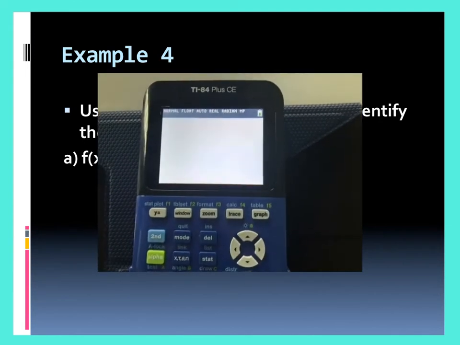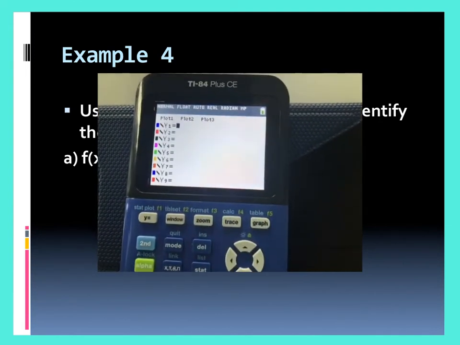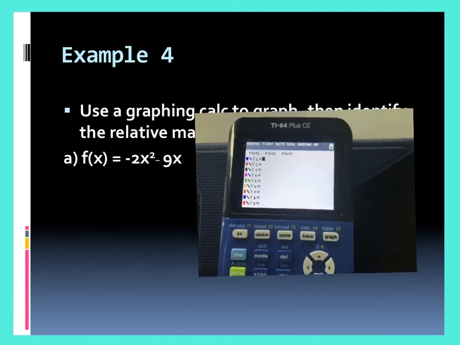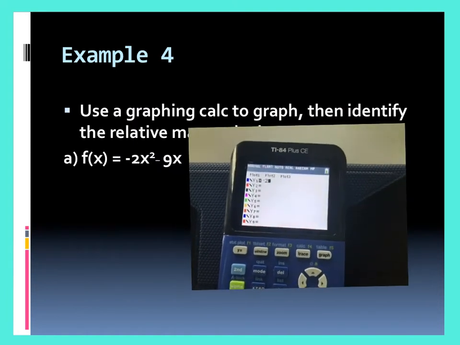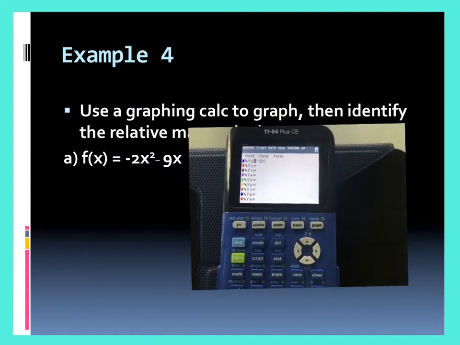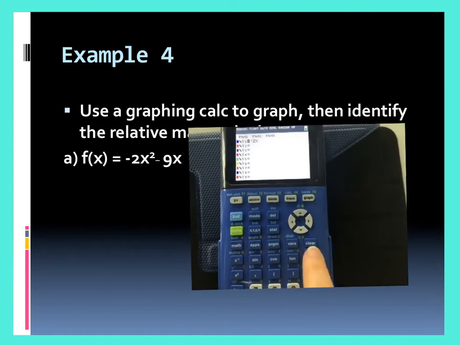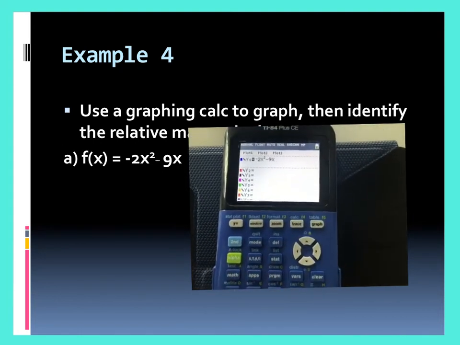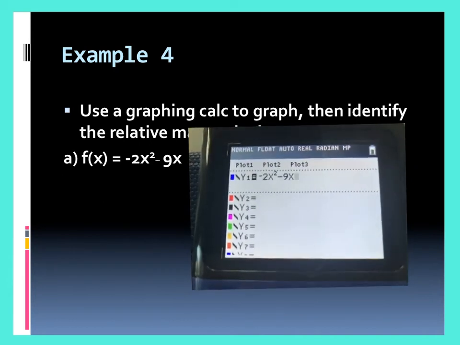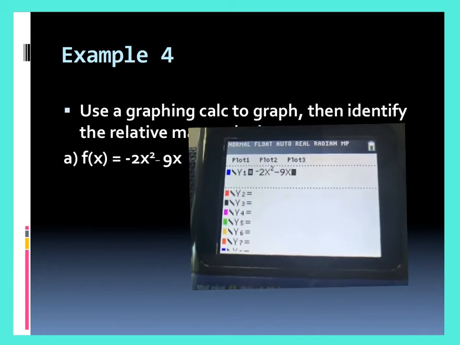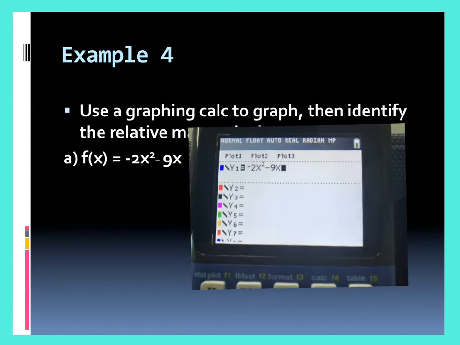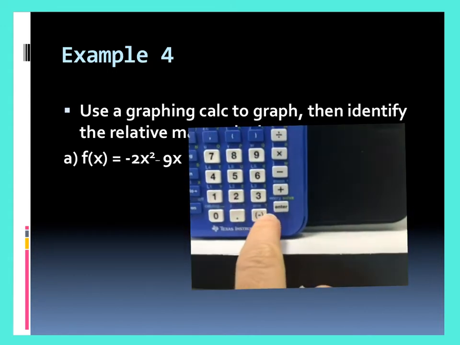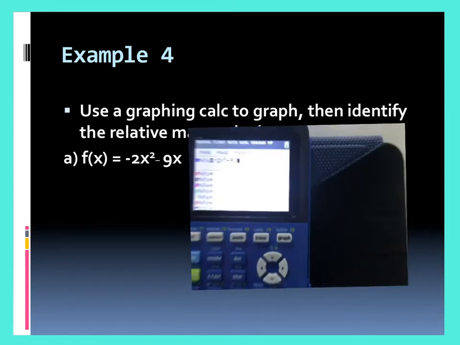All right, so we're going to hit y equals. We're going to type in our equation, which is negative 2x squared, which you can either use the squared button or you can use the caret 2. Either one works. Minus 9x. Be careful when you type in, when you have a leading negative, so that very first negative that's there has to be the negative symbol. It has to be this, not the minus symbol. The one in between doesn't matter, okay?